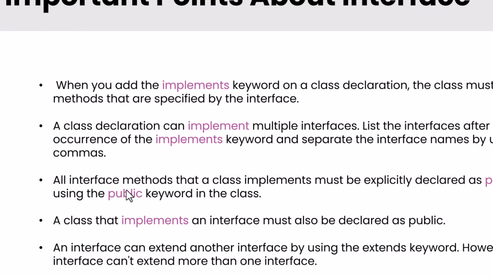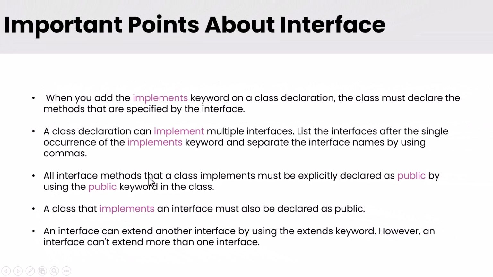Now we'll go to the next point. Our third point is that all interface methods that a class implements must be explicitly declared as public by using the public keyword. In our practical example, I have shown that the method inside that class should be public. So you have to explicitly write the public keyword. After that, go to the next point. A class that implements an interface must also be declared as public. So whatever class is actually implementing the interface, it should be public. It is better to give the public keyword in front of that class, showing that this class is going to implement our interface and it is a public class.